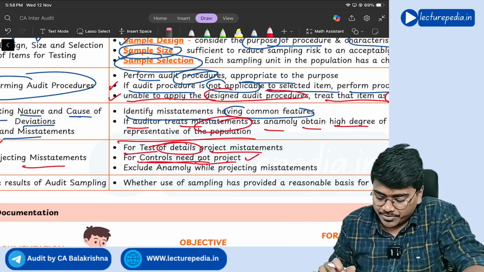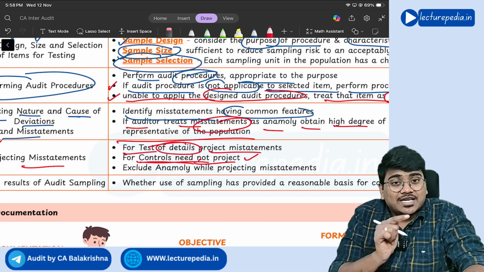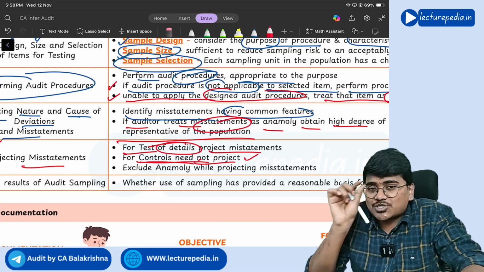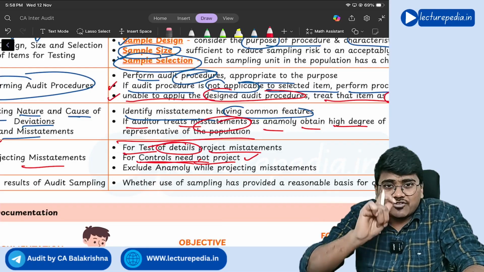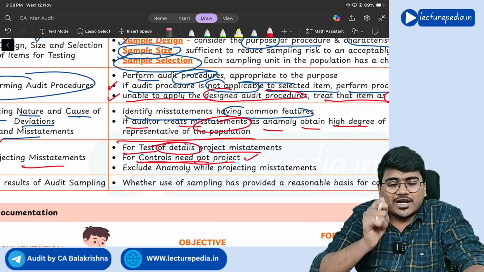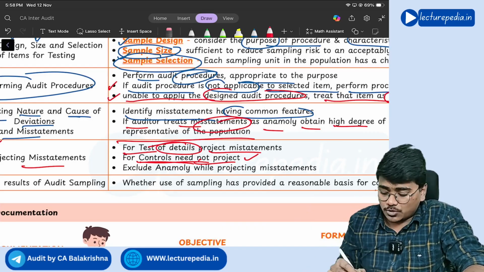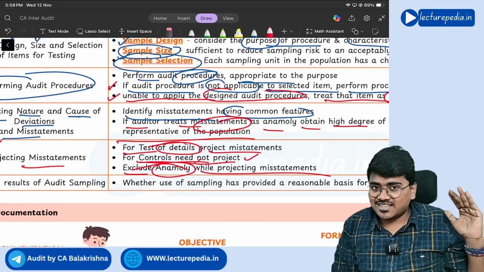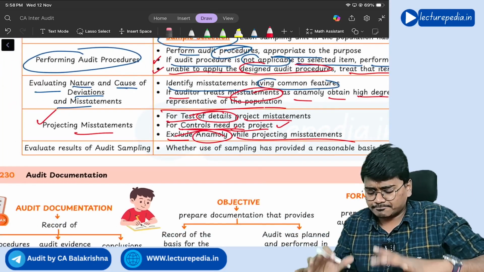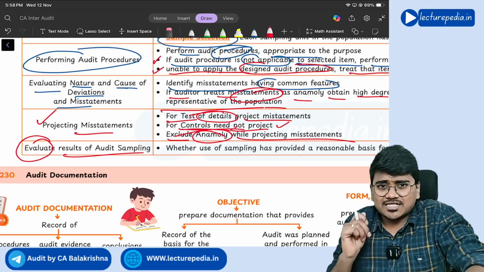Next, if there is any anomaly that you have found in the sample, you need to exclude that anomaly while projecting the misstatement from sample to the population. This point I have already told you while discussing the definitions, right? So exclude anomaly while projecting the misstatements. Clear? Yes, sir. And the final step is you will evaluate results of sampling.